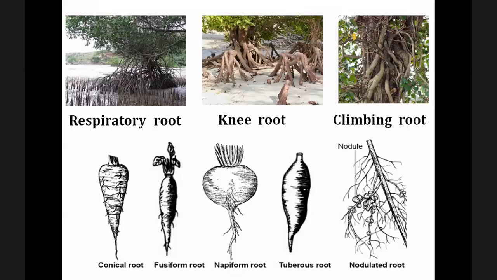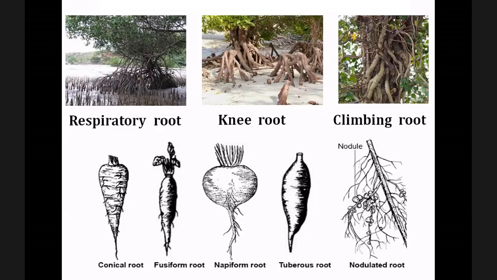The next root is the conical root. The ideal example is the carrot. A conical root means the root has a conical structure: widened at the top and tapering towards the end. Wide at the top and tapering towards the bottom, that structure we call conical.